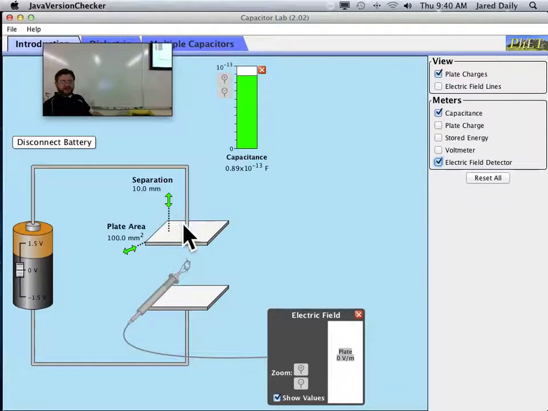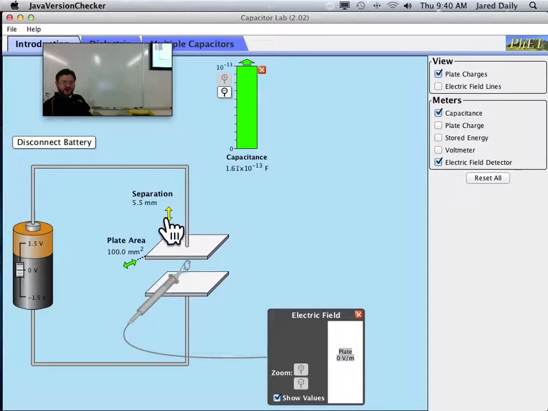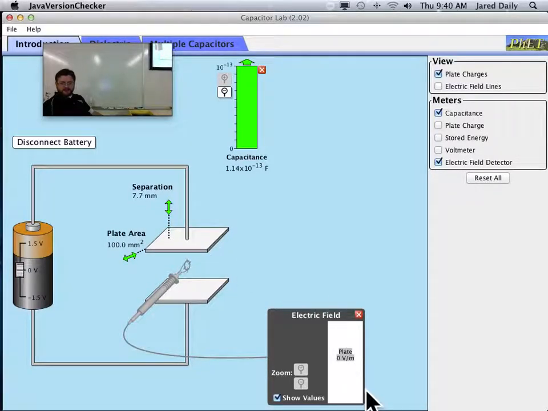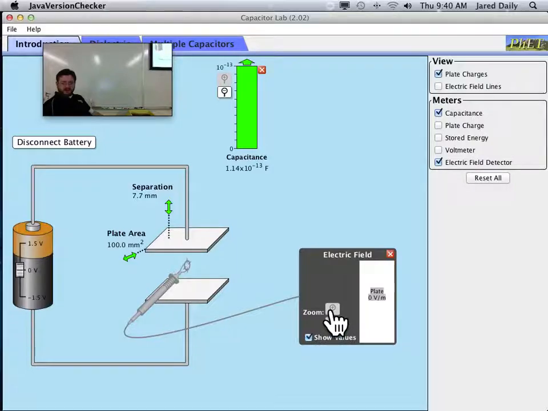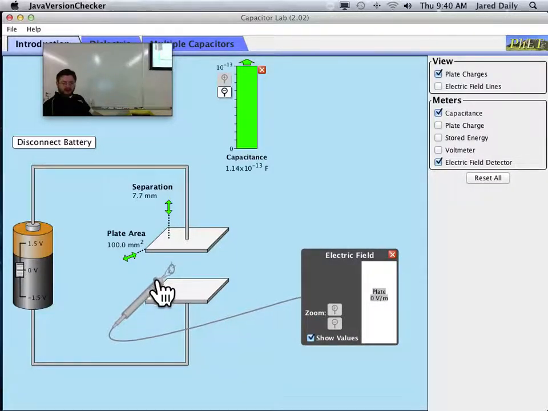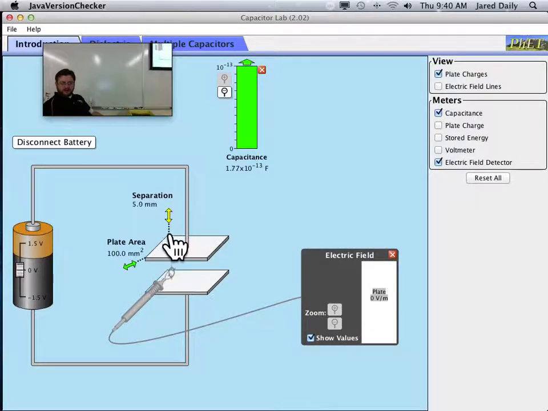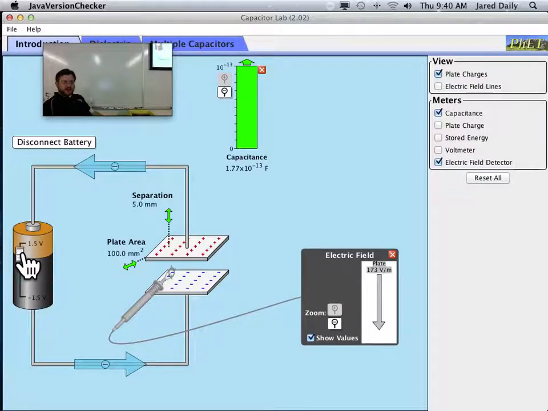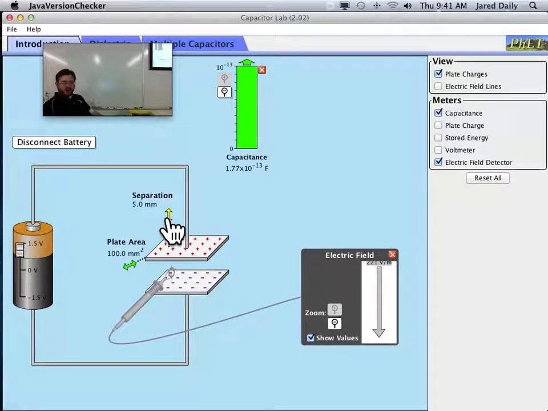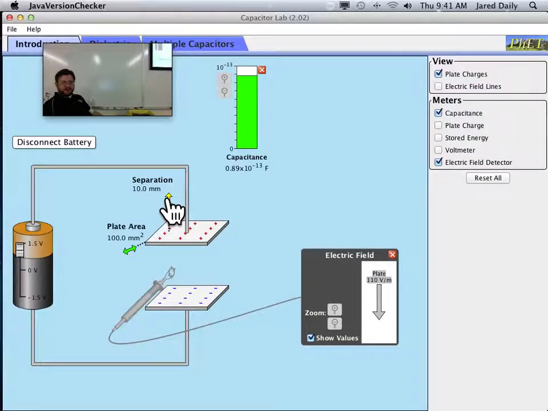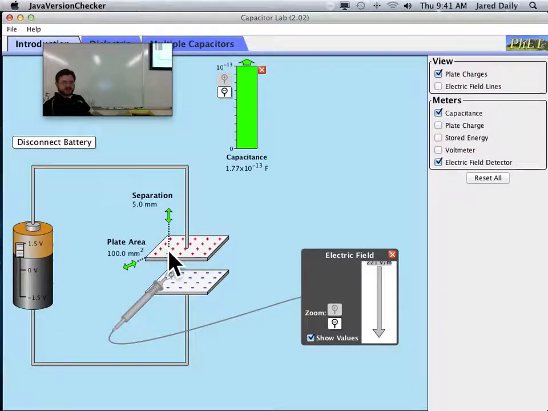Let's detect our electric field. If we get our plates closer together, what happens to our electric field? Let's see. Why don't I see it? Oh, because I don't have, there we go. So now I'm giving it some voltage. So there's my electric field going from the positive plate to the negative plate, and if I bring them further apart, the electric field decreases. Closer, electric field increases. Right?